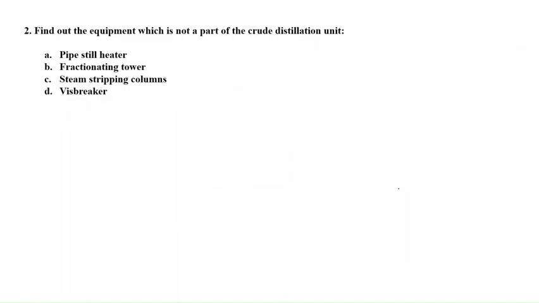Coming on to the next, find out the equipment which is not a part of the crude distillation unit. Option D, visbreaker. Yes, you are right. As we know, the pipe still heater, which is the furnace, is also a part. Fractionation tower is also a part, and then steam stripper is also a part of the distillation column. So the correct answer is visbreaker.